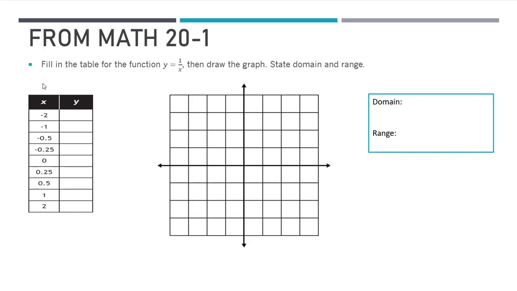more on that. So it says fill in the table for the function y equals 1 over x, then draw the graph. And this is a reciprocal function. We've got the x in the denominator. So I've got some different values I want to substitute in and then draw the graph.